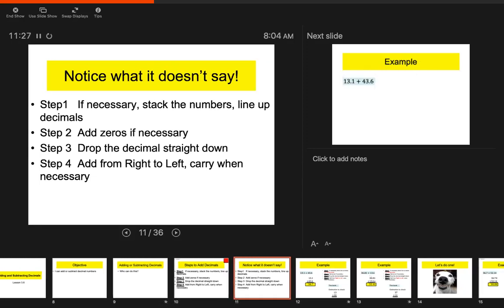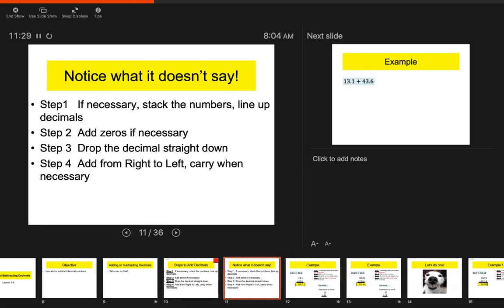Okay. Notice what it doesn't say. It doesn't say anything about moving a decimal place. Like you're not going to move it left or right. When we do multiplying or dividing, do you move a decimal place? Yes. Heck yes, you do. But for adding and subtracting, now you're like, well, you're dropping it down. Okay, I got you. I agree. But I'm saying the decimal place does not change positions for adding or subtracting. It does for multiplying or dividing.